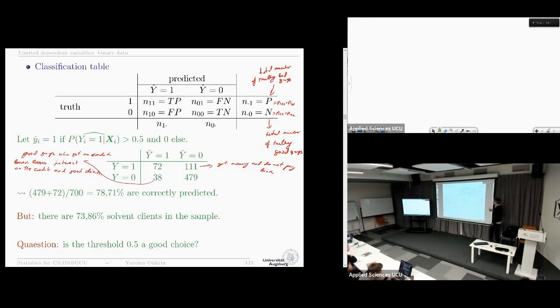So this number here actually tells us in how many percent of the cases our logistic regression made a correct decision. Doesn't matter if we talk about good clients or bad clients. So this number here looks to be large, 78, 79%, so it looks nice.